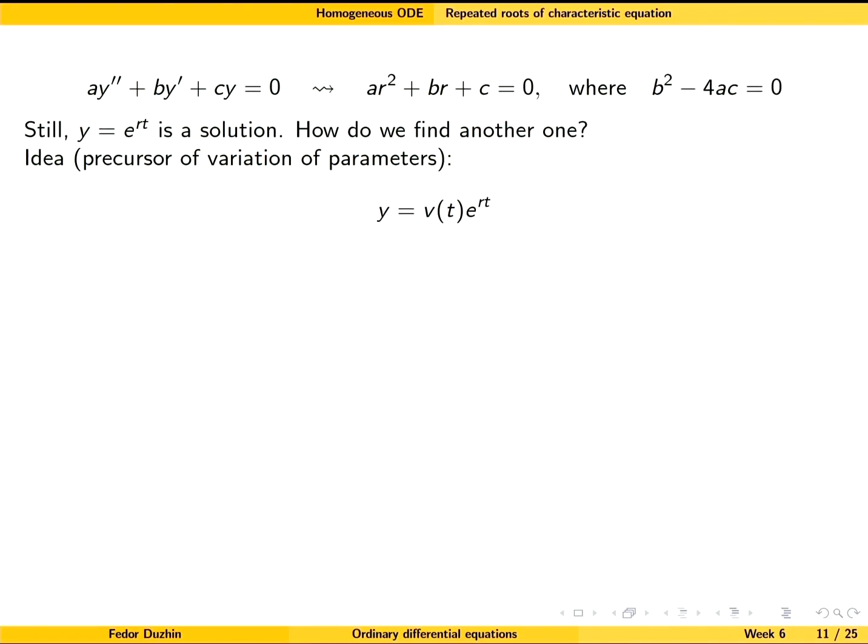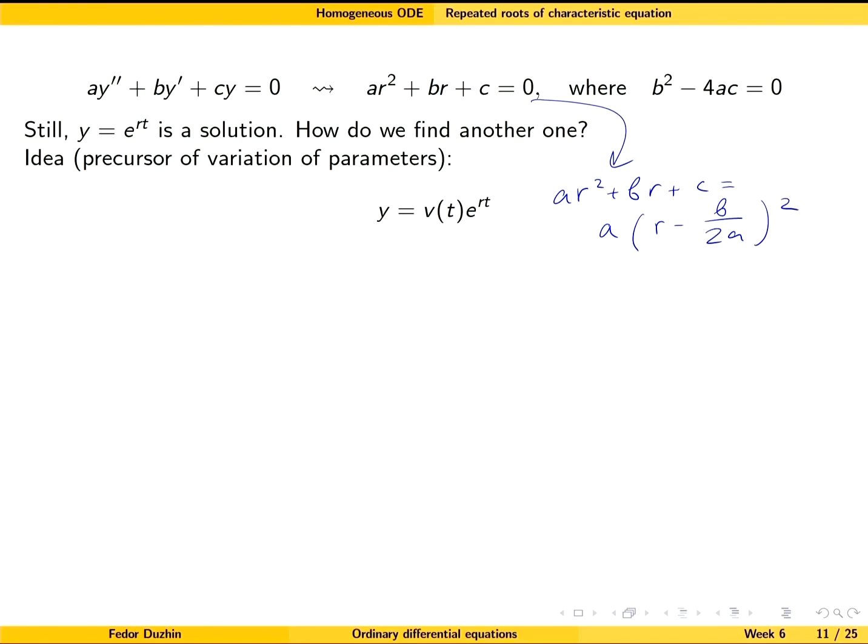Now, if the discriminant is 0, it means that the characteristic equation is a complete square, right? So in this case, a r squared plus b r plus c is in fact a times (r minus b over 2a) squared. I hope I'm right. Yeah, I think I'm right. Well, and we have a repeated root.